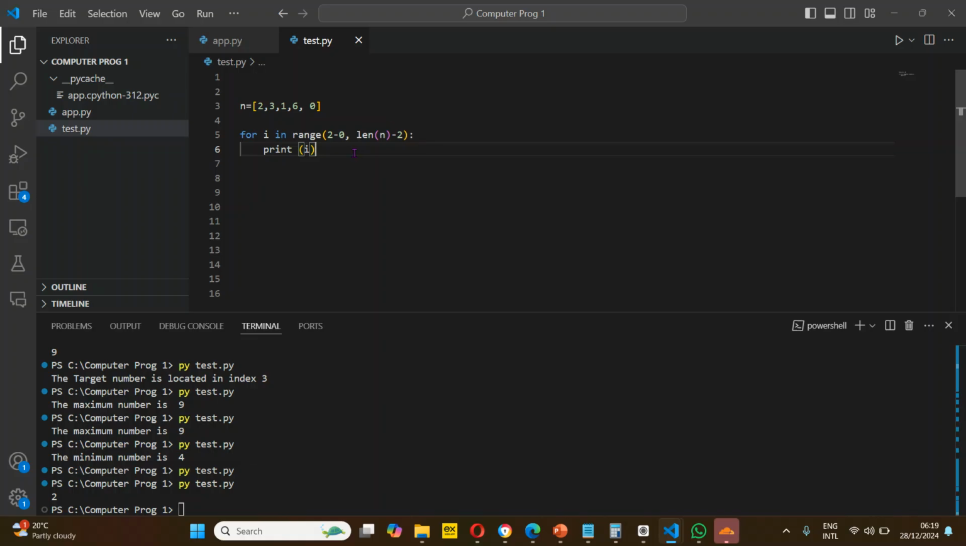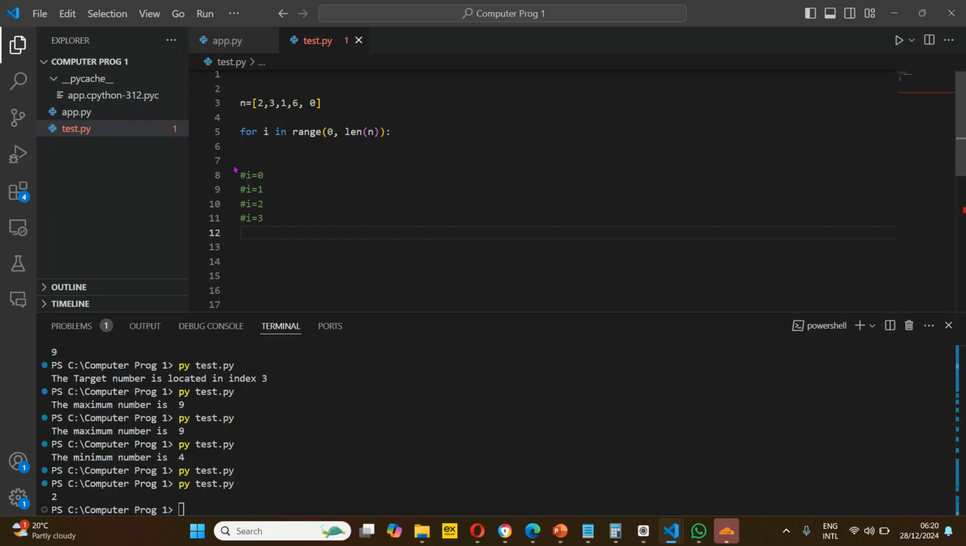So now let's do the quadratic. Let me take it back to this. It means that i is equal to 0, i equal to 1, i equal to 2, i equal to 3, and i equal to 4, which is 1, 2, 3, 4, 5.